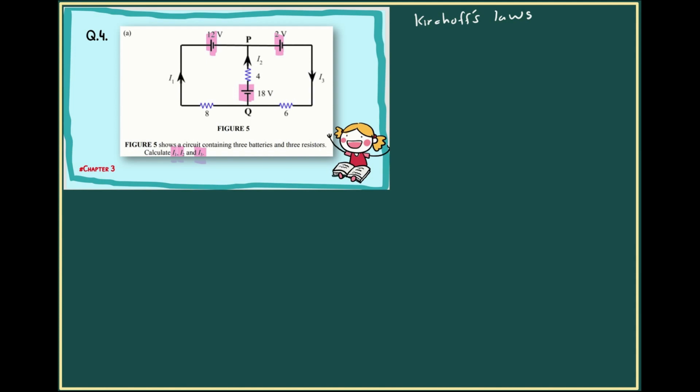From the figure, we can see this is your I1, this is your I2, and this is I3. To solve this question, we are applying Kirchhoff's laws. That's the only way we have. So let us recall. To solve using Kirchhoff's law, we have to have 3 directions and also 3 equations. Only after that can you solve your circuit to get the currents I1, I2, and I3.